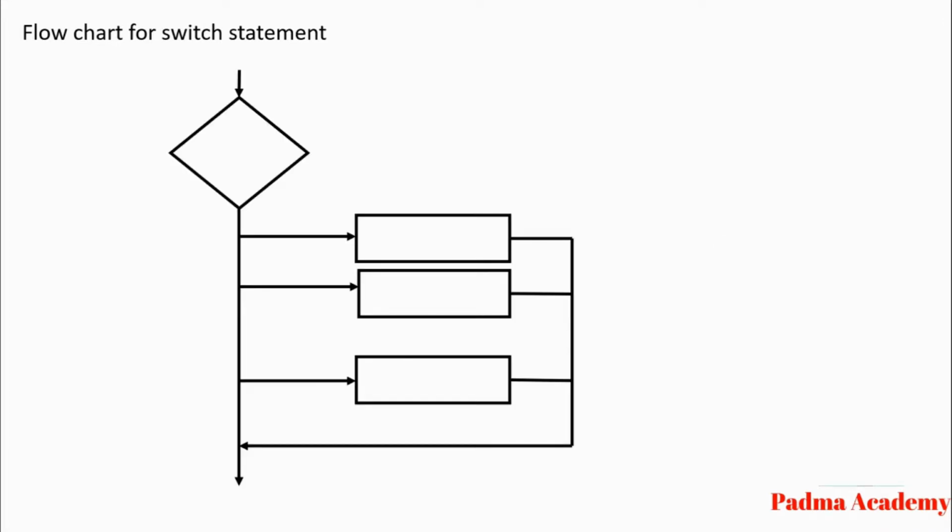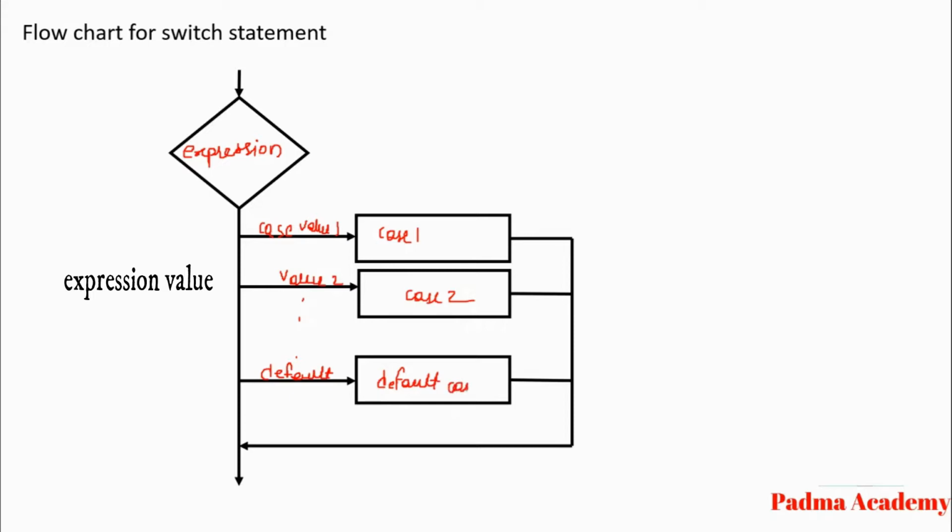Next we will see the flowchart for the switch statement. So this is the flowchart. First, here you have to write the expression. When the value is 1, case 1 will be executed. When the case value is 2, then case 2 will be executed. Similarly, when there is no value matching the expression, then the default case will be executed. So this is the flowchart for the switch.